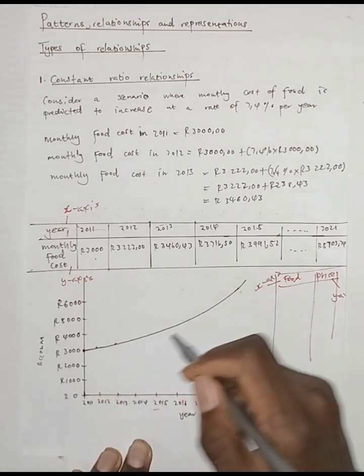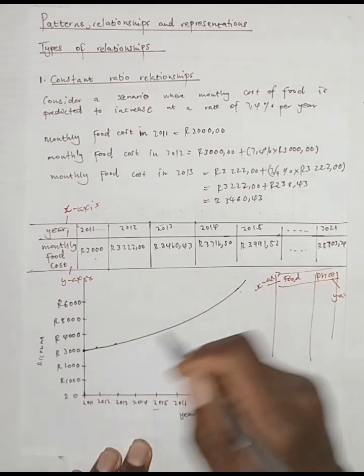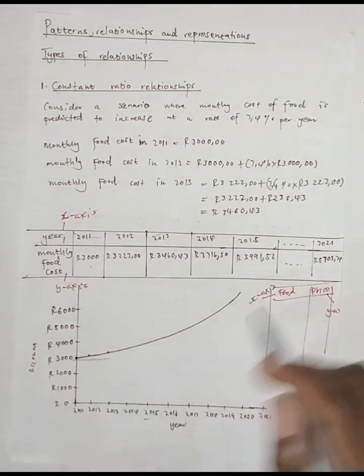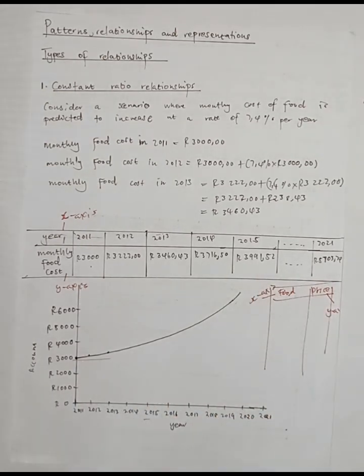So it's this shape over there. Just know that for constant ratio relationships, the graph looks like that, so don't make a mistake there. The value, like I said, is increased by a factor. That is, it is multiplied by an amount or a percentage, as shown right there. You see, we have this 7.4%. The value here is multiplied by a percentage.